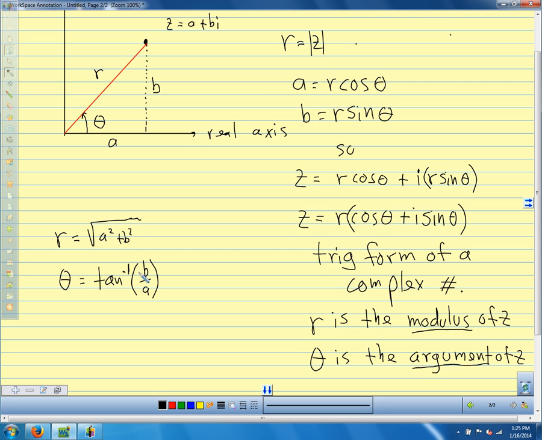So we can find our modulus from the real part and the imaginary part. We can find our argument from the imaginary part and the real part. And just like we did with vectors, the only thing that we have to be careful with when we use our calculator to find the inverse tangent is making sure that we're in the correct quadrant based on the signs, positive or negative, on A and B. We just have to get our angle in the correct quadrant.